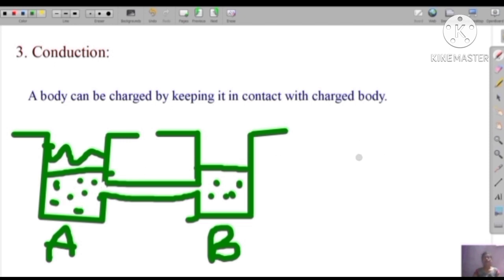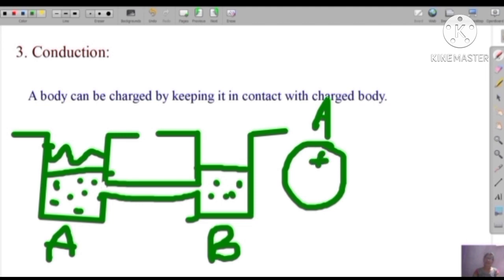Is it clear? Similarly, consider a body which is uncharged, meaning the number of positive charges is equal to the number of negative charges. Let me consider this body is A, and here there are two charges which are equal and opposite. I want to make this body charged now. Charged means it should have majority charge carriers of either positive or negative charge.